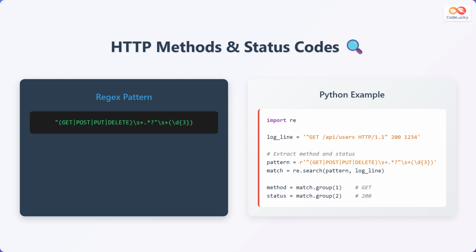Let's extract HTTP methods and status codes. The regex pattern is open quotation, open parenthesis, GET vertical bar, POST vertical bar, PUT vertical bar, DELETE, close parenthesis, \s plus dot star question mark, close quotation, \s plus, open parenthesis, \d, curly braces 3, close parenthesis.